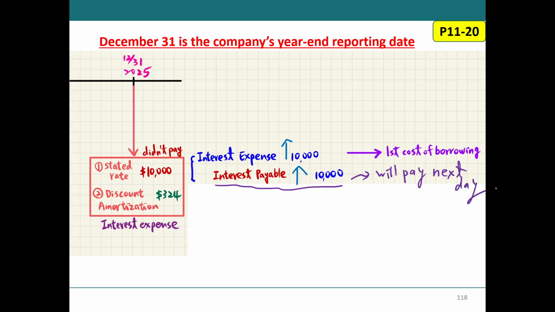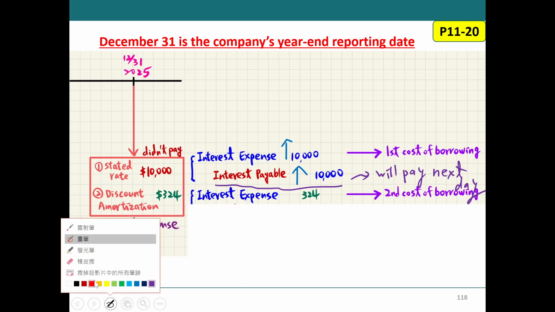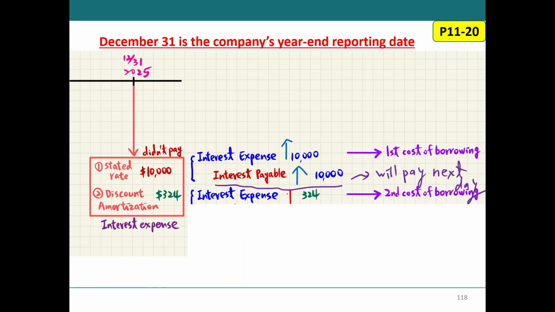So how about your second cost of borrowing? Since they are cost of borrowing, so we use same account, interest expense, to describe the same thing. So our second cost of borrowing, $324. So your interest expense increase $324 again because of your second cost of borrowing. So that's for debit. What's a credit?